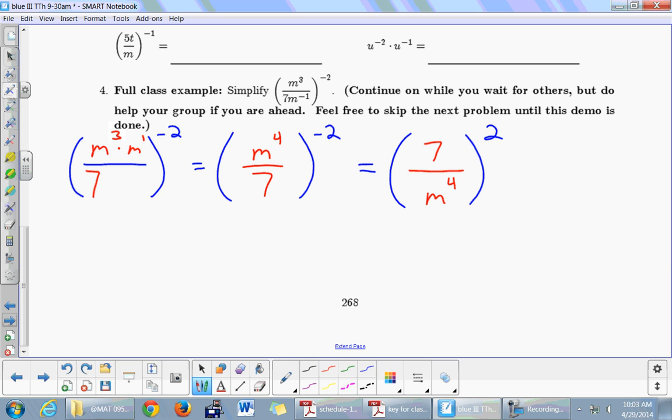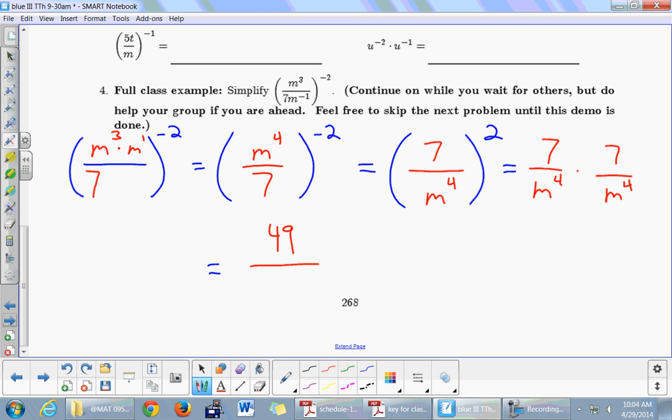And then next step, I see something squared, so I'm going to write it twice. 7 over m to the 4 times 7 over m to the 4. Yes? Squared, I write it twice. The whole thing was squared because of the parentheses. Equals. Okay, last step. How do we multiply fractions? Cross or diagonal? Straight across. So 7 squared, 7 times 7 on top, 49.